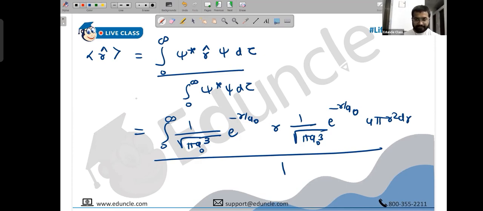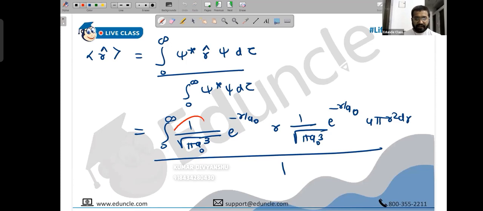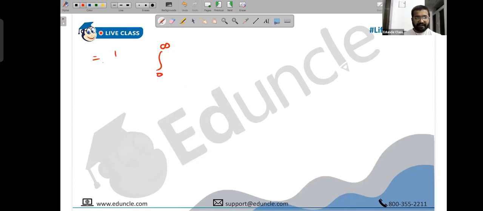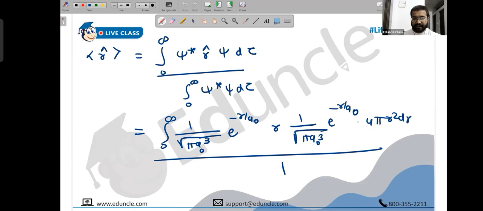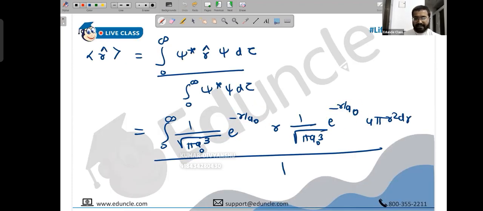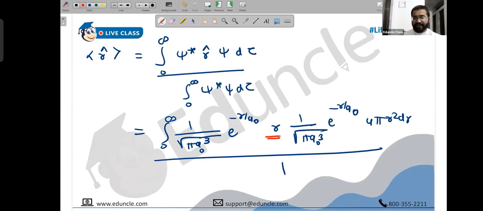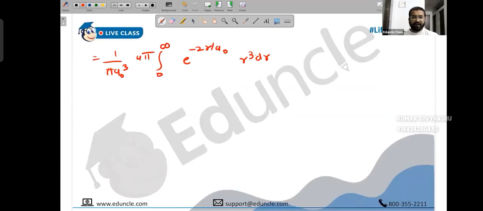So what do we have? This becomes 0 to infinity. Let's throw constants outside first of all. 1 upon root pi a naught cube, 1 upon root pi a naught cube, that goes outside and becomes 1 upon pi a naught cube. Next, I can also throw 4 pi outside. We have e raised to minus r upon a naught, e raised to minus r upon a naught, that is basically e raised to minus 2r upon a naught. And we have r into r square dr, so we have r cube dr. Ask me if you have any questions until here.